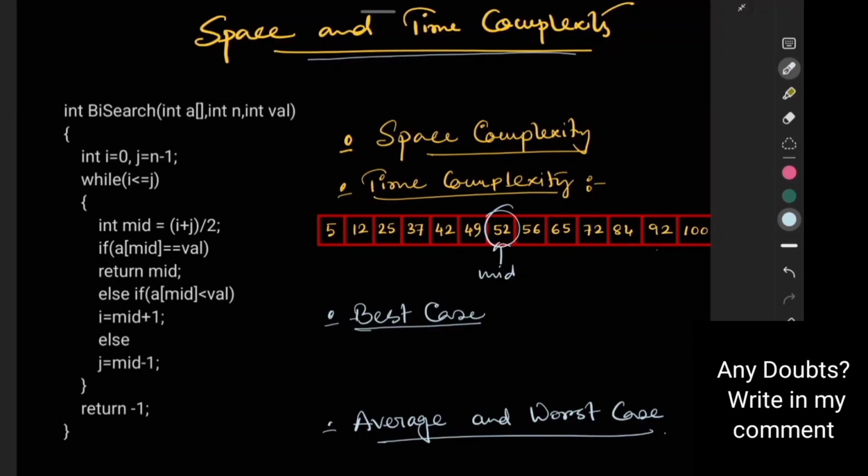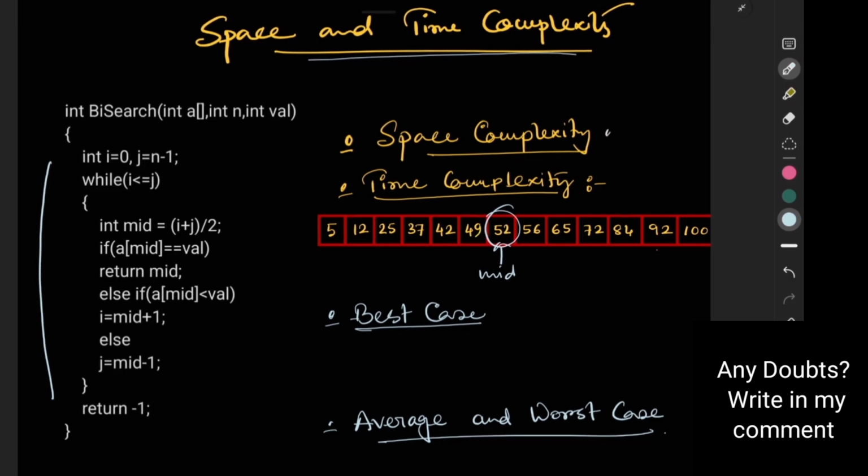Now let's come to the space and time complexity part. Here in this code, for getting the index from the binary search function, there is no need to take any extra space, right? So I can say the space complexity for this algorithm is big O of 1, okay?